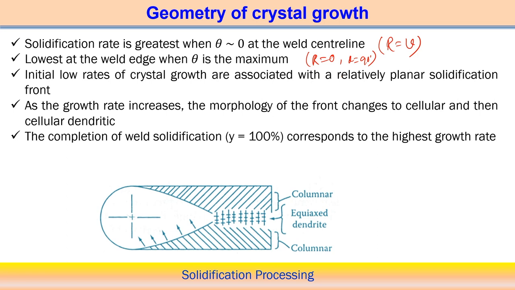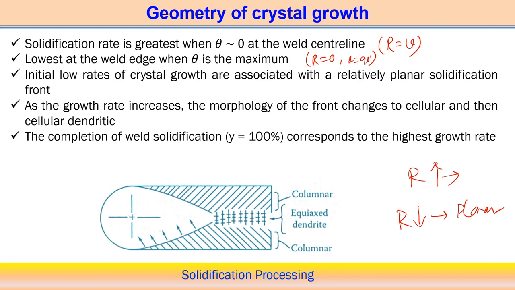Therefore, low initial rates of crystal growth are associated with relatively planar solidification. If the crystal growth rate is very low, it is associated with a planar solidification front. We have observed different solidification modes: when R gradually increases, the structure changes from planar to cellular, then cellular dendritic, and then equiaxed dendritic.